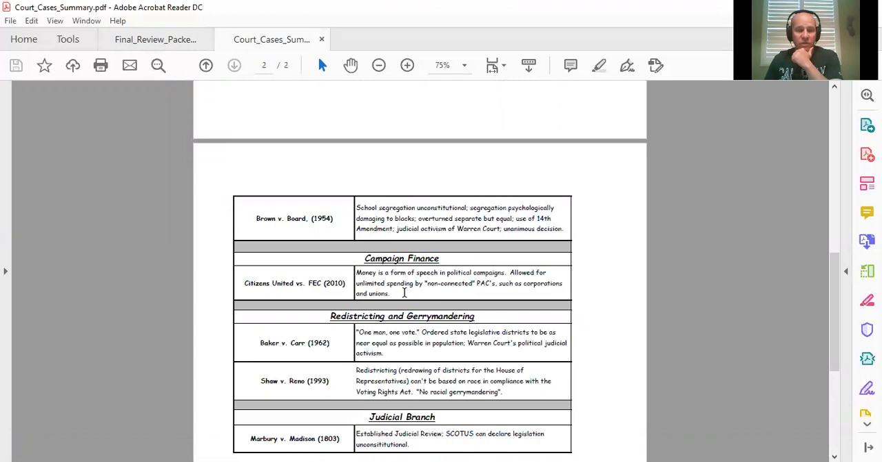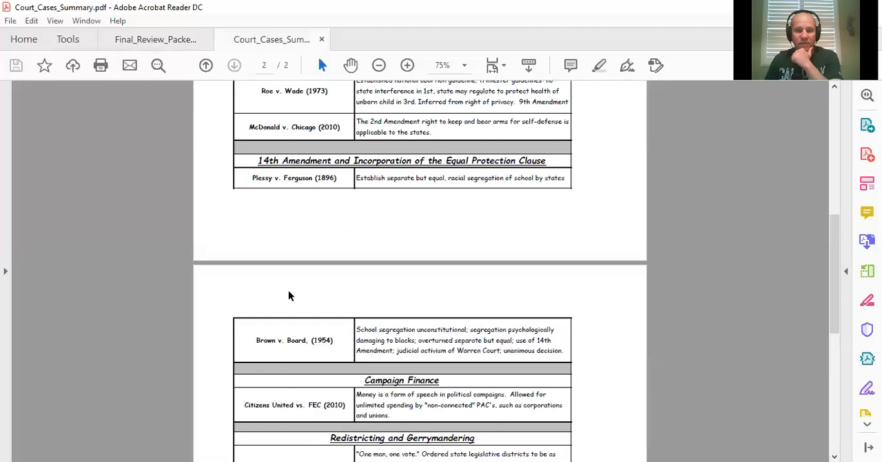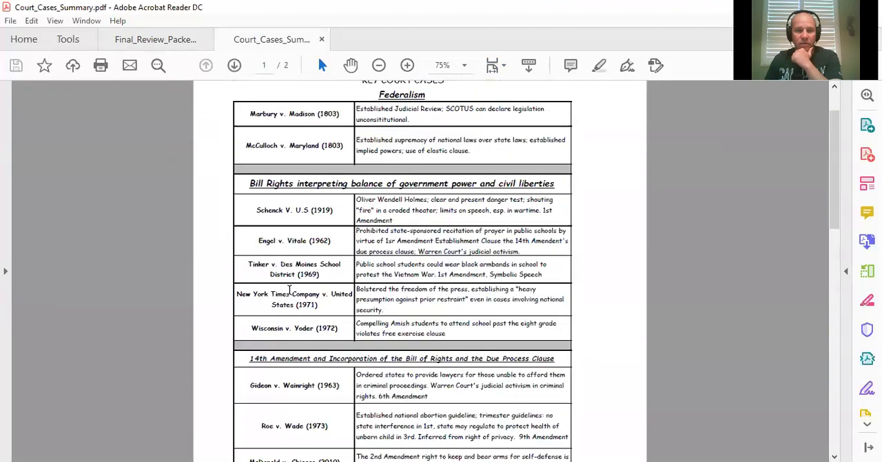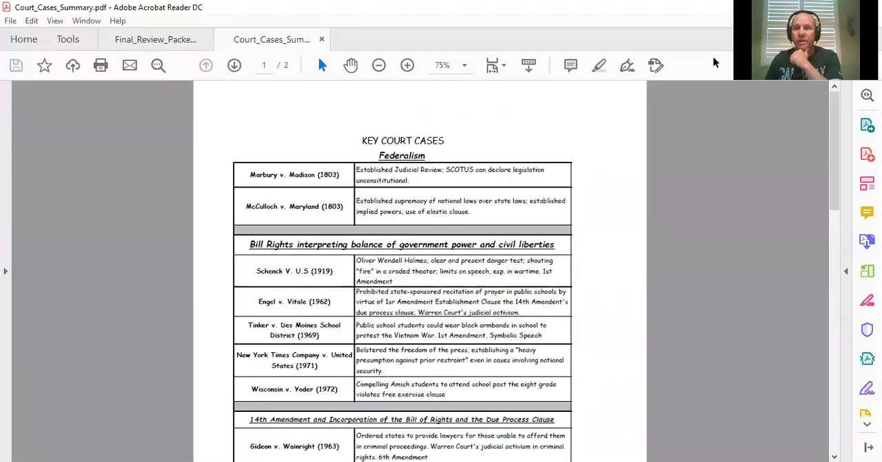What do you not have to know, ladies and gentlemen? You don't have to know Citizens United versus FEC. That's off the table because campaign finance cases are not in there. But all the rest, these are all fair game. Okay, all right. Let me stop screen sharing there.